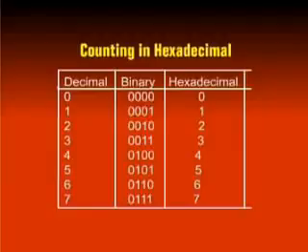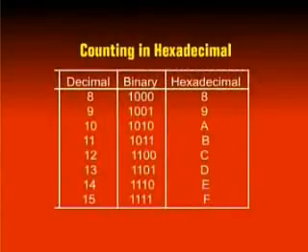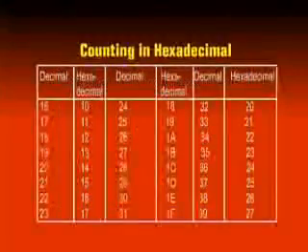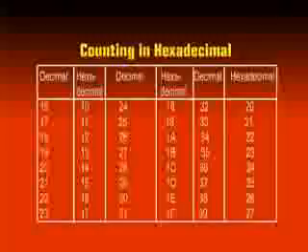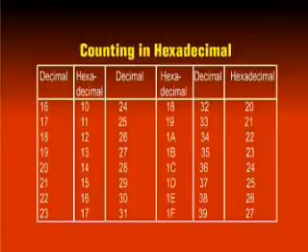The first 10 values in the hexadecimal number system are identical to the first 10 values in the decimal number system. So they are 0 to 9. The remaining 6 values in the hexadecimal number system are A, B, C, D, E, and F. Now, how do we count in the hexadecimal number system? The value F represents the decimal number 15.